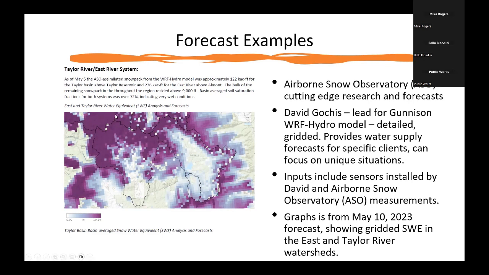And on the side here is an example graph from a May 10th, 2020 forecast, so last year, just showing the gridded SWE that was left in the East and Taylor River watersheds at that point. So you can really get a feel for the geographic distribution: where is the snow by elevation, in addition to the depth measurements. This is giving you a lot of highly detailed information for these two subbasins.